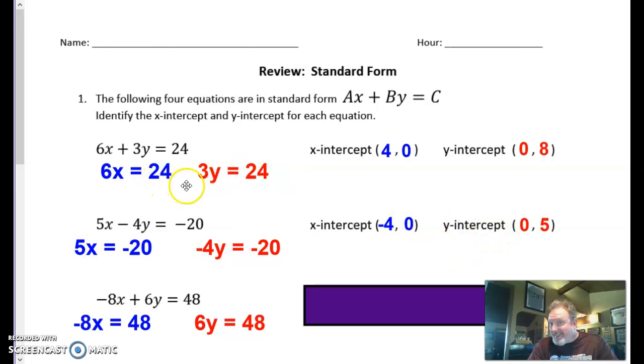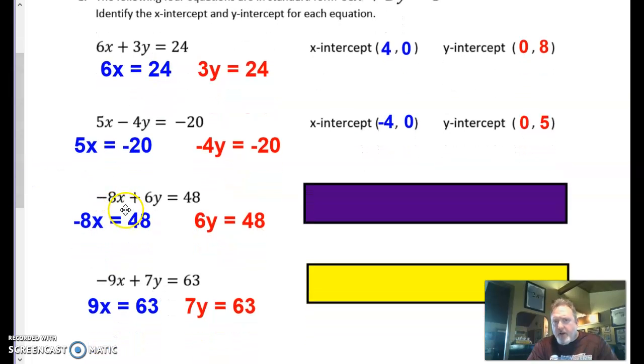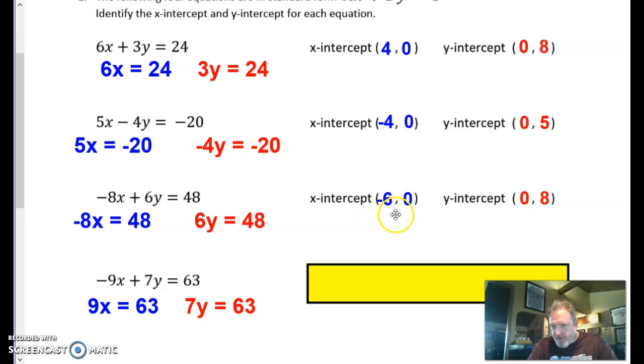If you look at the first one, that did not happen because 3 does not go into 24 6 times. So don't assume that. Always do the work, double check, make sure that you have the correct intercepts. Notice here for the third one, we will set negative 8x equal to 48 and 6y equal to 48. So when we divide those, (-6, 0) for the x-intercept, (0, 8) for the y-intercept.